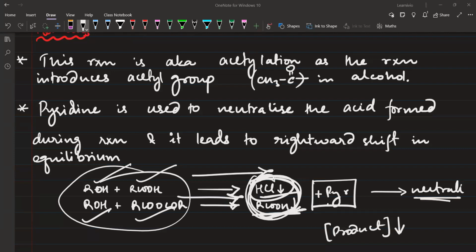By the way, is everyone done noting down? Anyone still writing? One is writing. Okay. Next point.